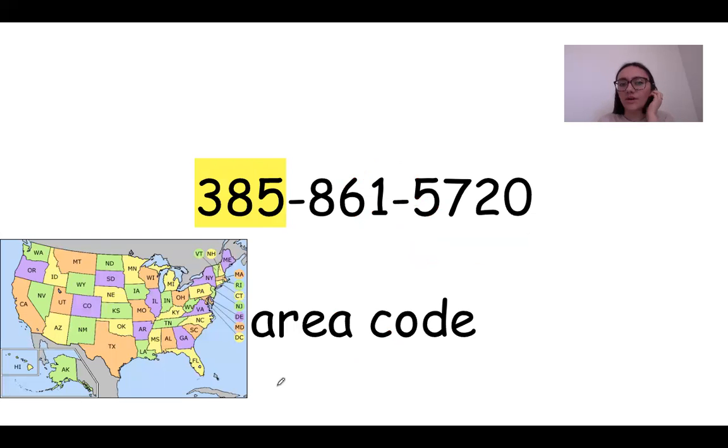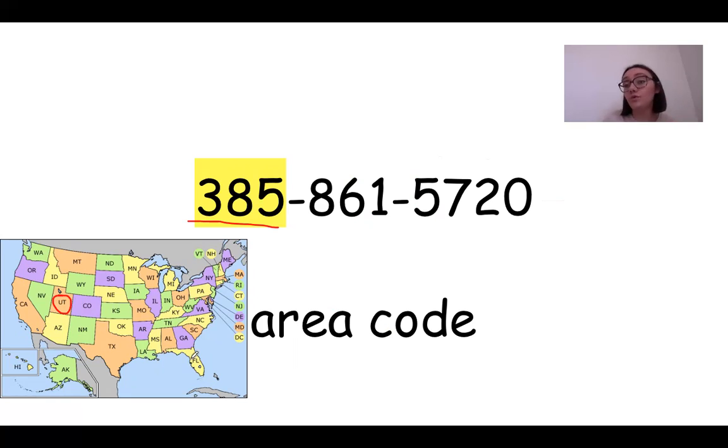Okay, the other thing I wanted to show you is the numbers at the beginning of the phone number are called the area code. And the area code lets you know that that phone number is from a certain area in the United States. So 385 means that the phone number, they got their phone when they lived in Utah.